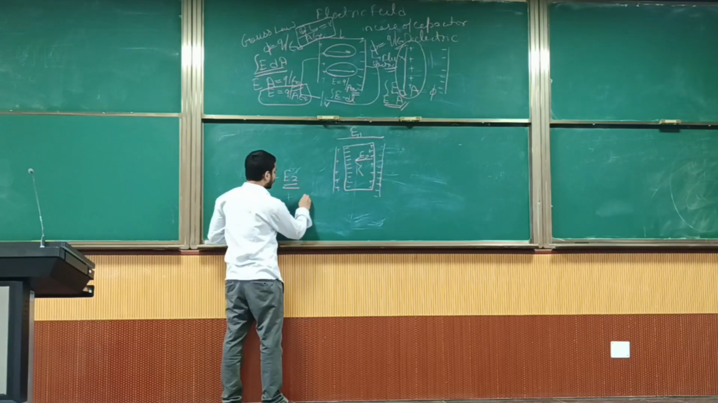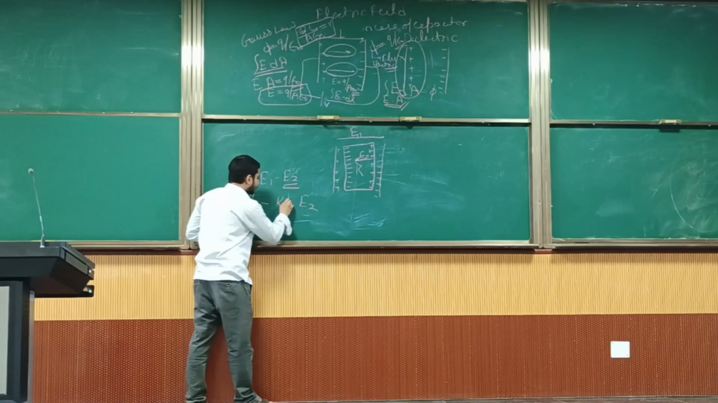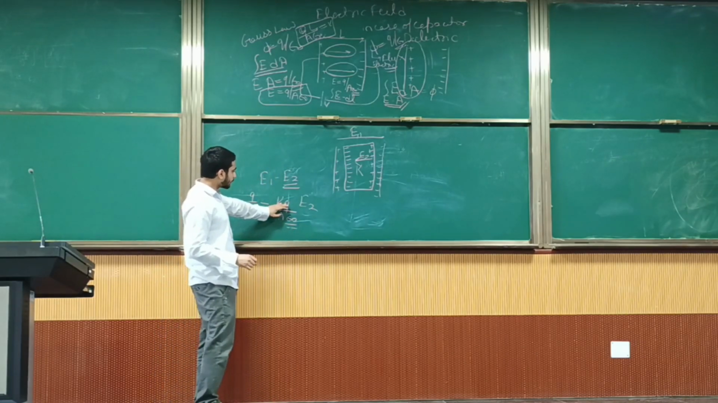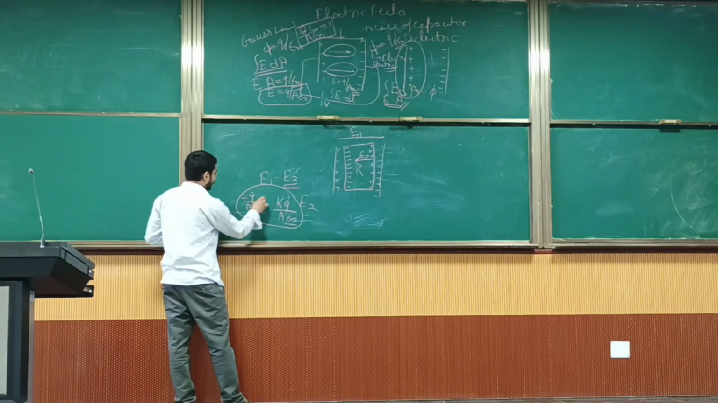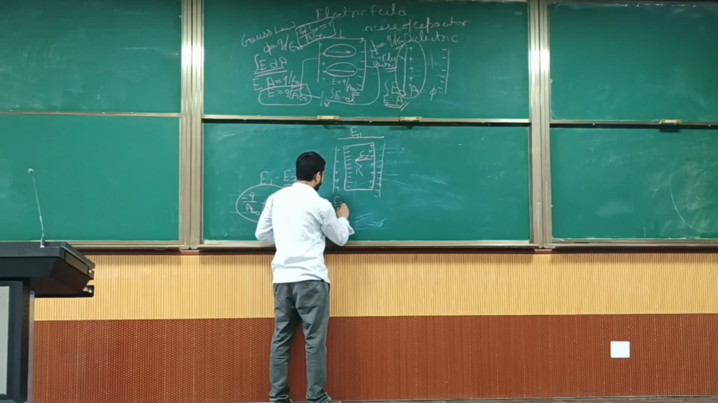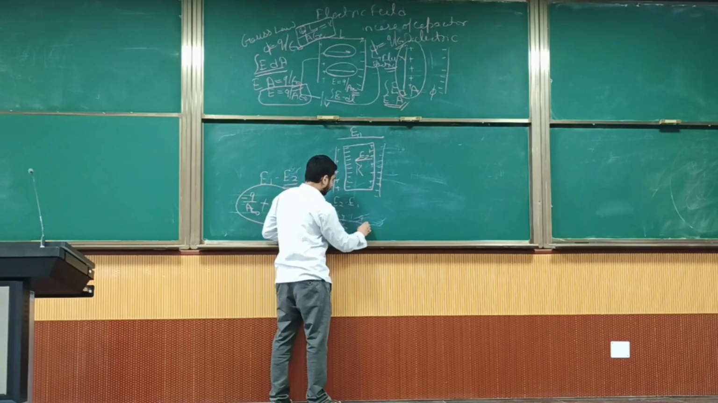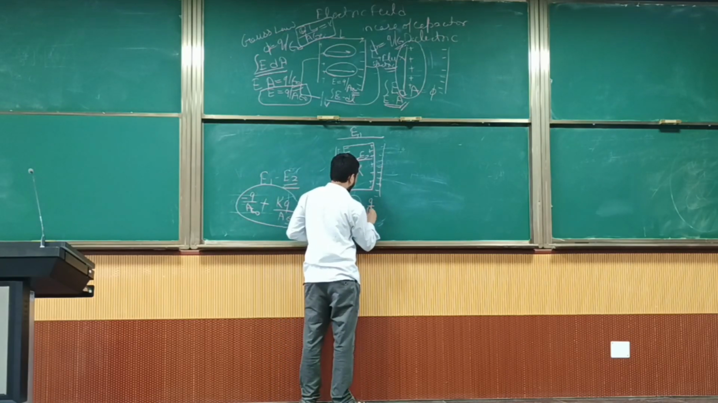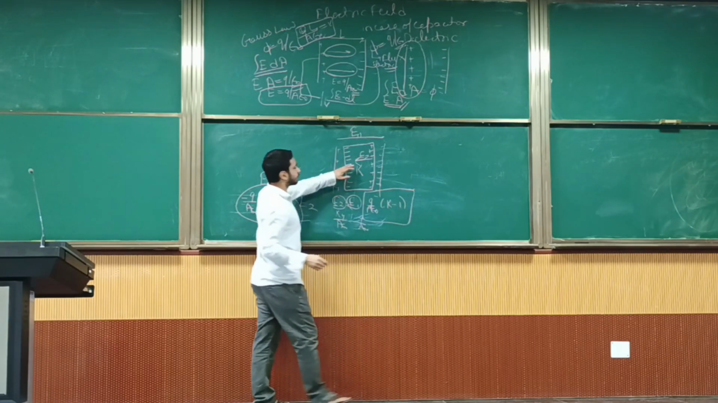So what will this E2 be? E1 is Q upon A epsilon naught. This will change by a factor of K, so E2 is KQ upon A epsilon naught. The net electric field will be E2 minus E1, since E2 is greater than E1. So the net is KQ upon A epsilon naught minus Q upon A epsilon naught. Q upon A epsilon naught is common, giving K minus 1. This will be the net electric field in between.